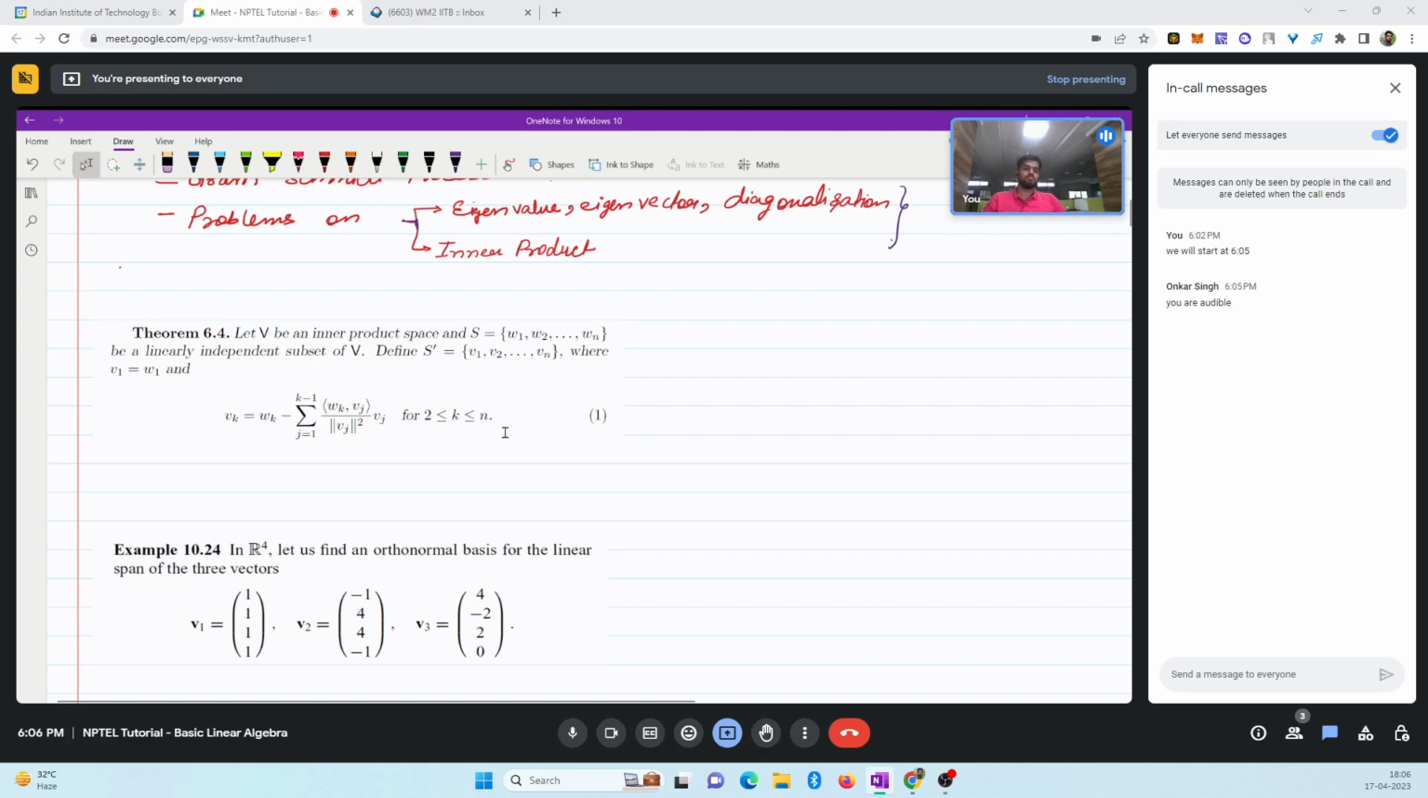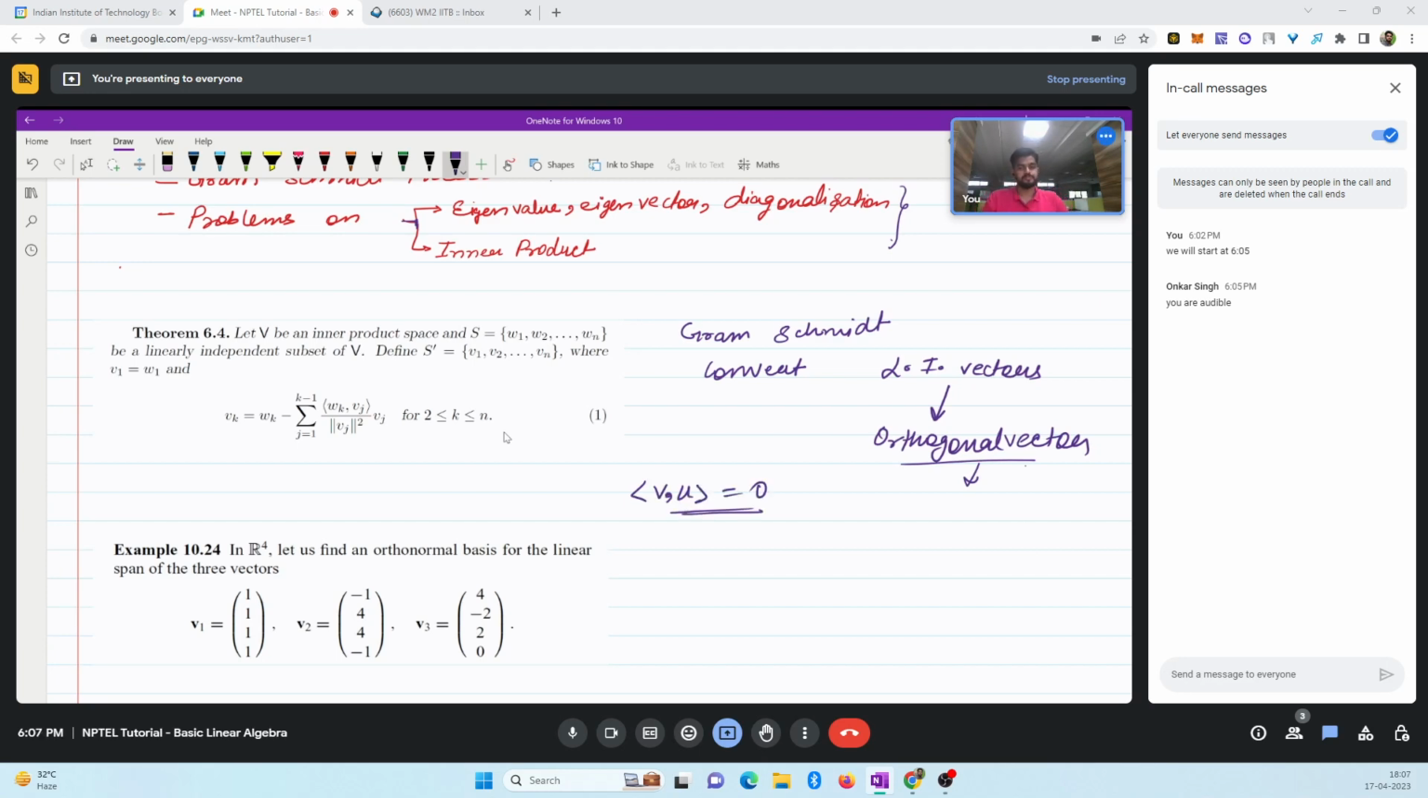Okay. So beginning with Gram-Schmidt's process. If you recall, Gram-Schmidt's process is a method to convert your linearly independent vectors to orthogonal vectors. What are orthogonal vectors? You can see orthogonal vectors as perpendicular vectors or vectors whose inner product is equal to 0. So this is our goal that we want to achieve.